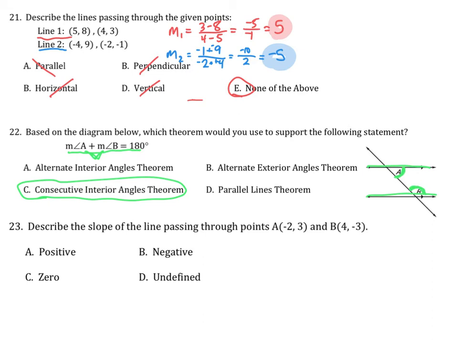For 23, we're trying to find the slope between these points, so the slope would be negative 3 minus 3 divided by 4 minus negative 2. Make sure you add the opposite. That actually becomes negative 6 over, add the opposite, 6, which is equal to negative 1. So it's not positive, it is negative, it's not 0, it's not undefined.